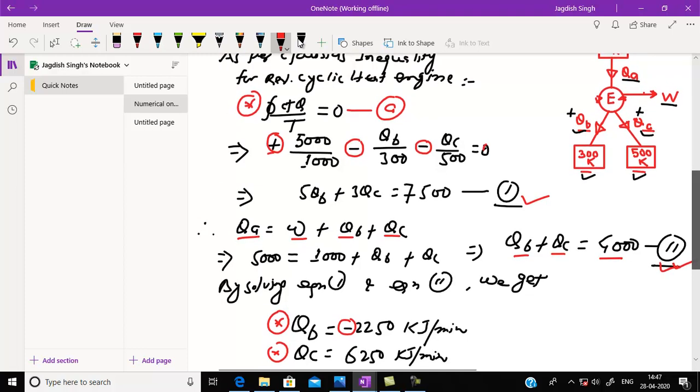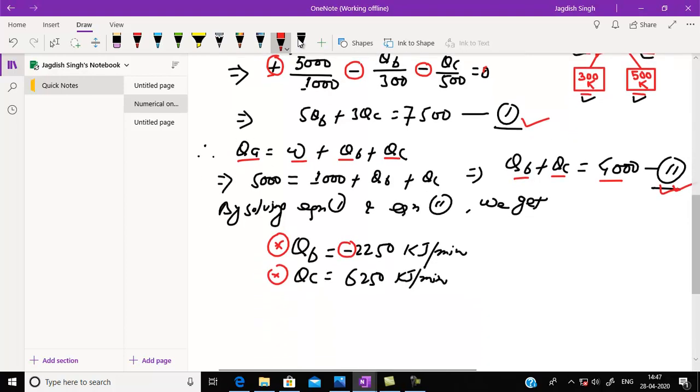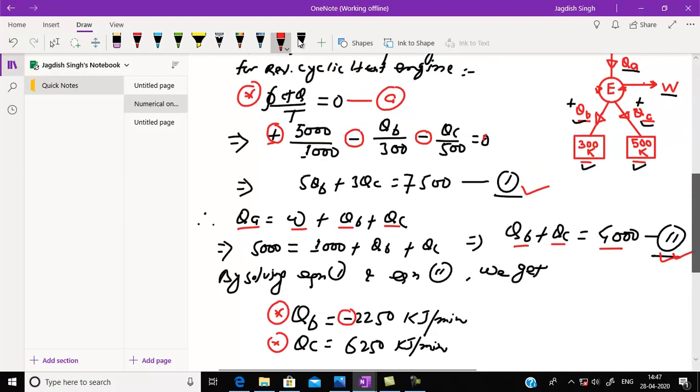As we have discussed earlier, we have assumed that this plus QB amount of heat is flowing in downward direction. But in this problem, this sign becomes negative. Therefore, our assumption is wrong. We have to change the direction of flow of heat. So this QB amount of heat is added to heat engine. Okay, this was our assumption.